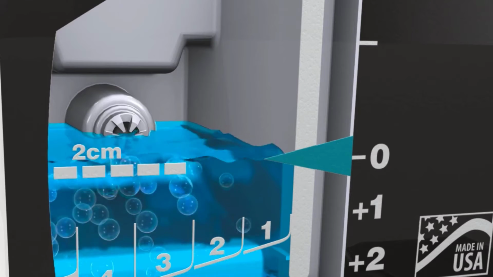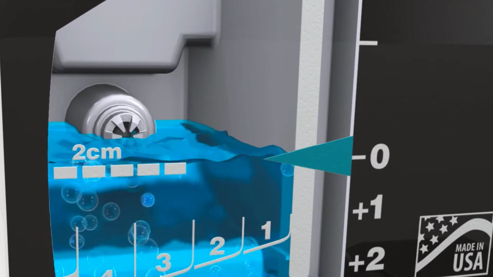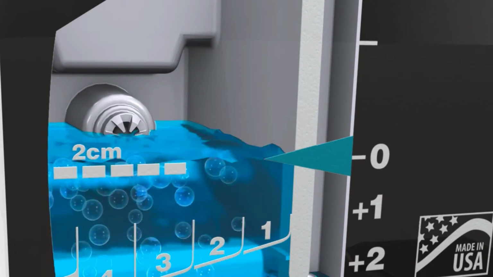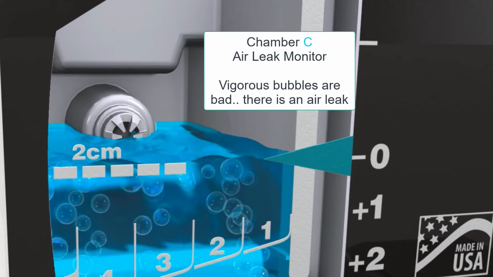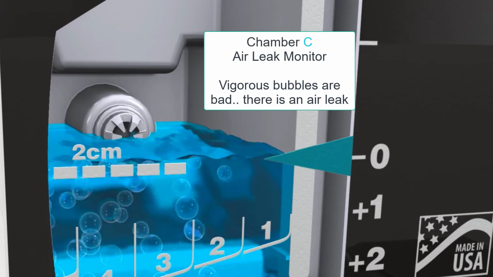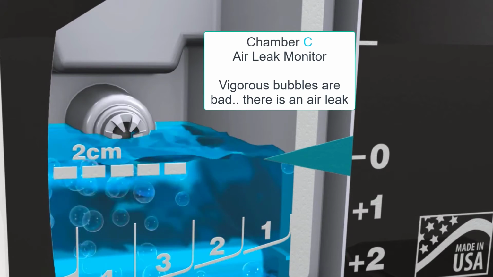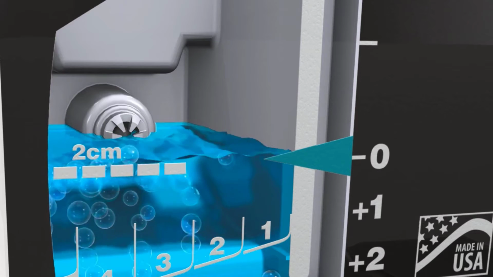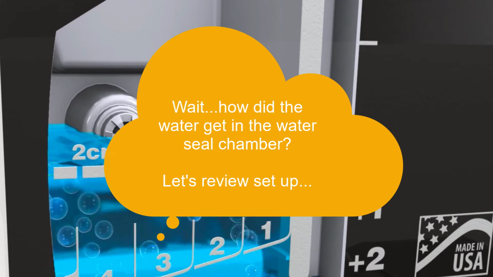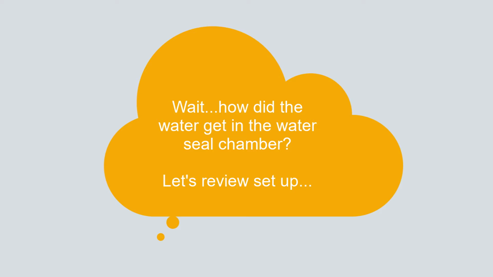Is this vigorous bubbling in the air leak monitor chamber good or bad? Bubbles are considered bad. What that means is there's an air leak somewhere in the system, meaning either in one of the connections or in the chest tube drainage system itself. Wait, how did the water get in there?